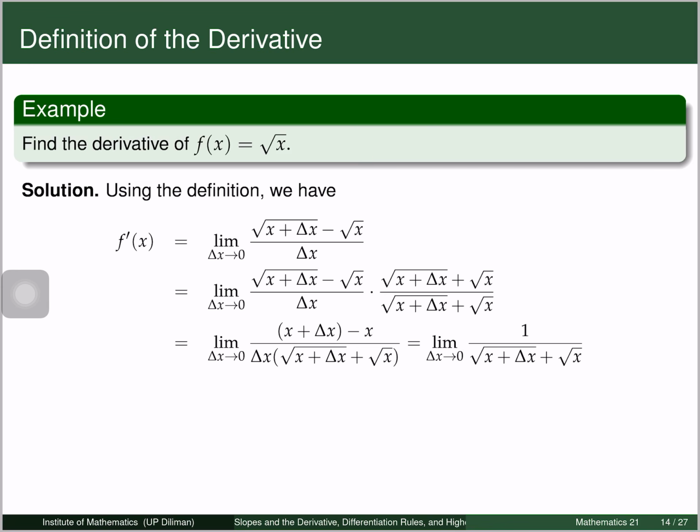So we have 1 on top over this expression, and as delta x approaches 0, this becomes 1 over 2 square root of x. Therefore, the derivative of square root of x is 1 over 2 square root of x.